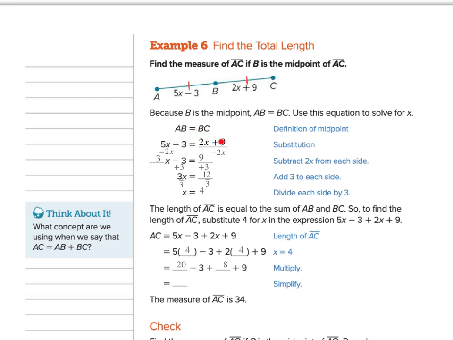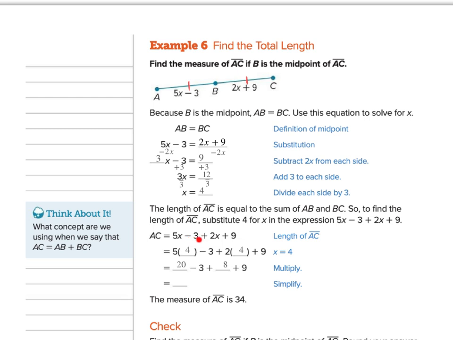I did my substitution and start combining like terms. I end up determining that x is equal to 4. Okay, great. Did they ask me for x? No, they asked me for AC. So I turn around and can do two things. I can add these two up, right? Add those two up to find out what AC is. So that's what they did.